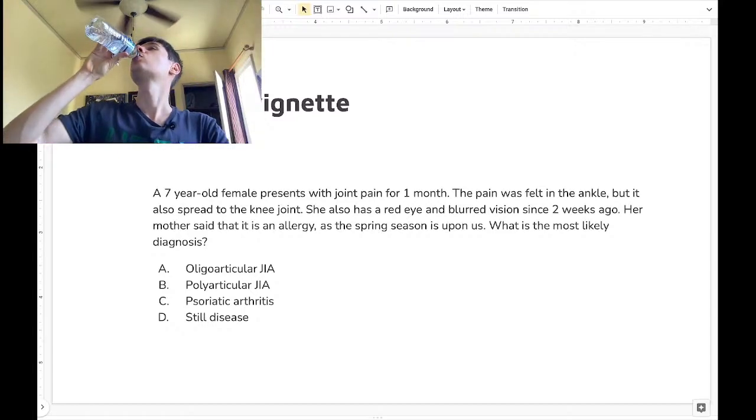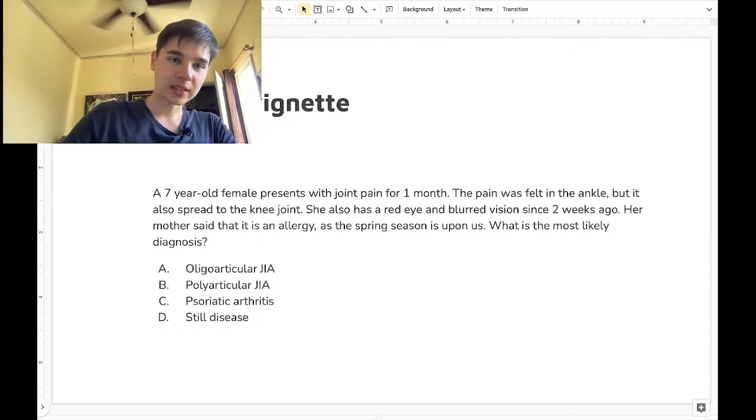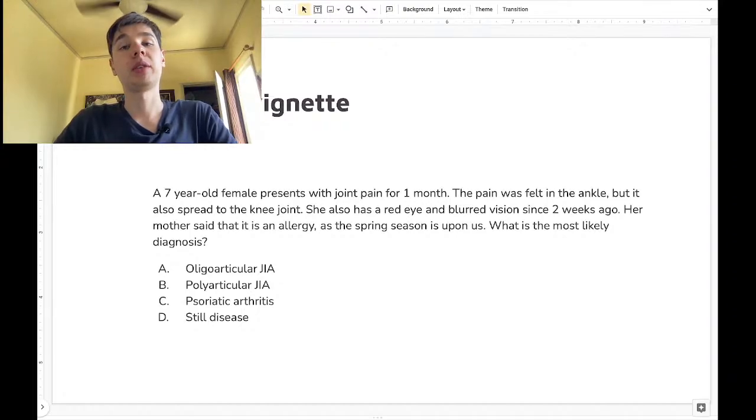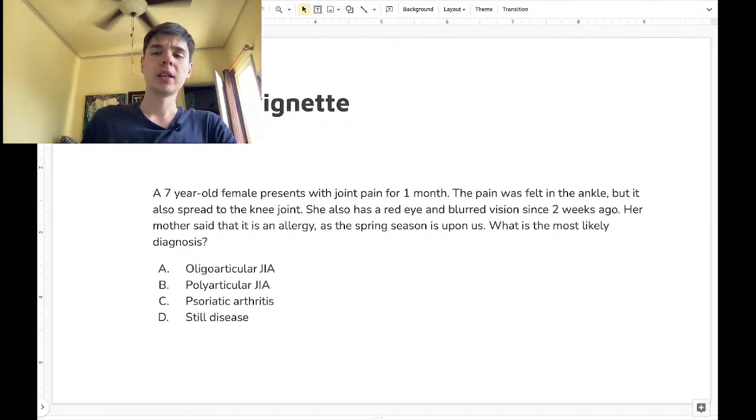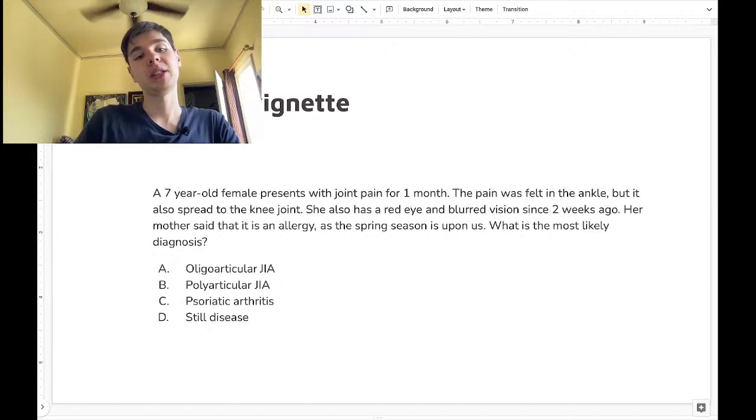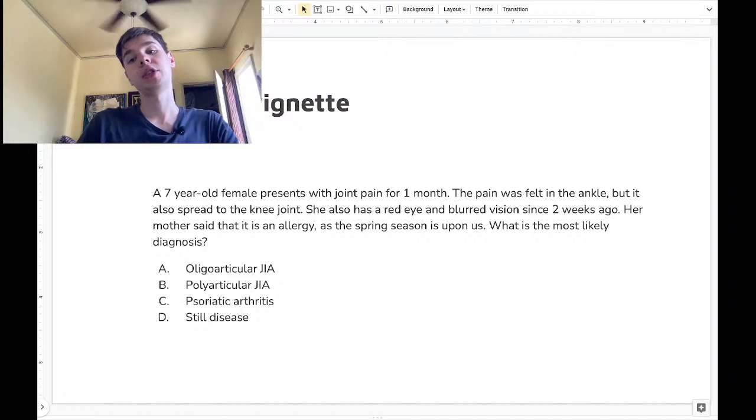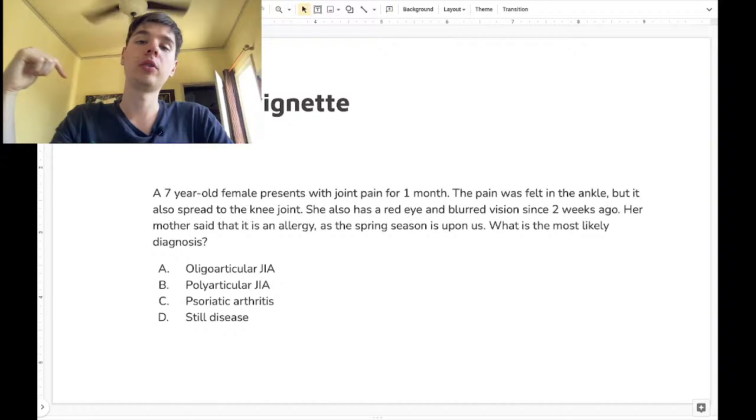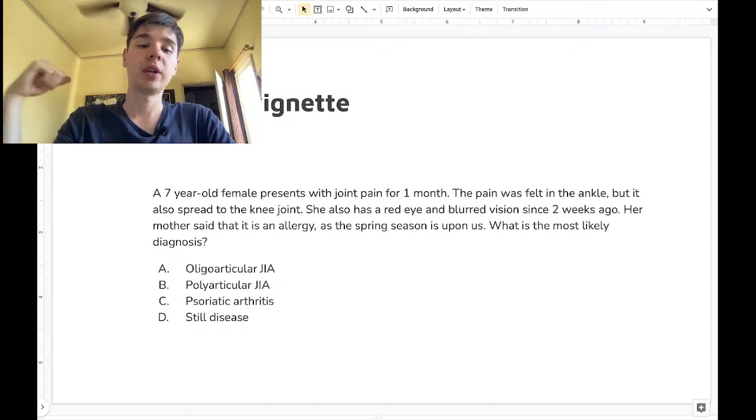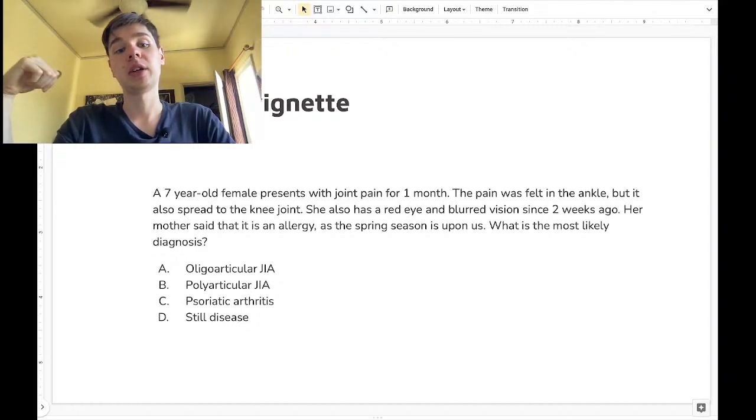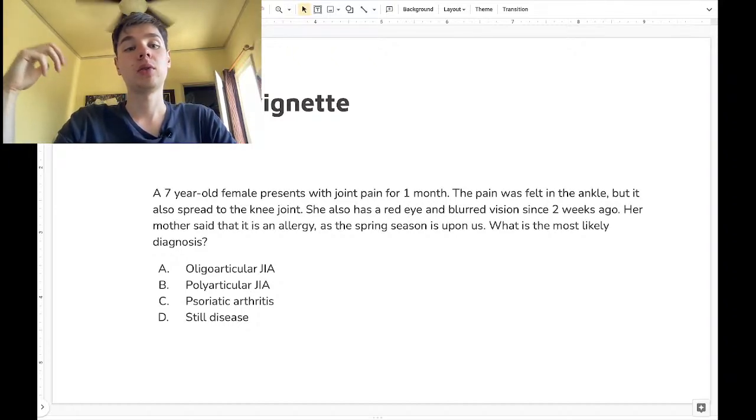Next, a 7-year-old female presents with joint pain for 1 month. The pain was felt in the ankle, but it also spread to the knee joint. She also has a red eye and blurred vision since 2 weeks ago. Her mother said that it is an allergy as the spring season is upon us. What is the most likely diagnosis? Oligoarticular juvenile idiopathic arthritis, polyarticular juvenile idiopathic arthritis, psoriatic arthritis, or Still disease?